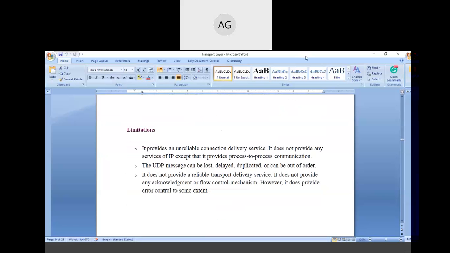But there are certain limitations also. The first limitation is that it provides an unreliable connectionless delivery service. It does not provide any services of IP except process to process communication. The second limitation is that UDP messages can be lost, delayed, duplicated, or delivered out of order, and this is basically due to the unreliable connection.